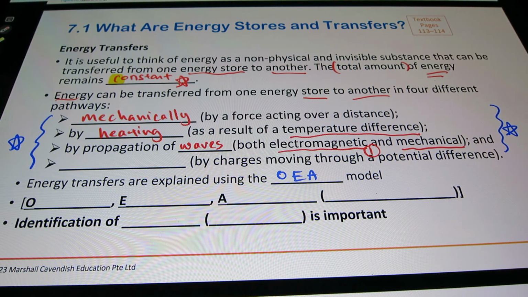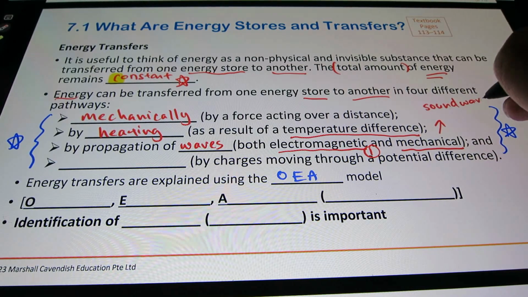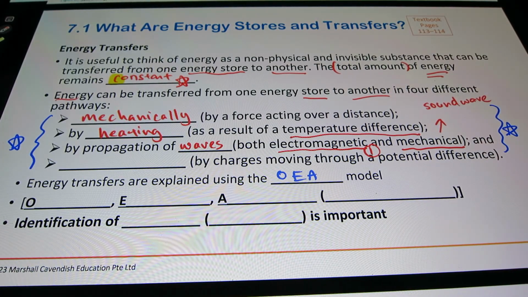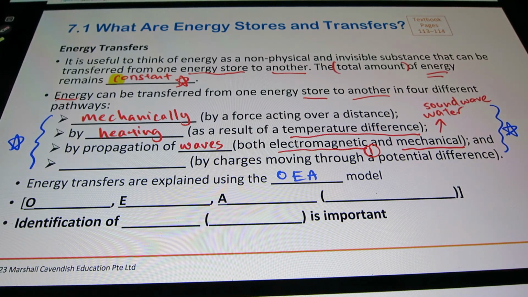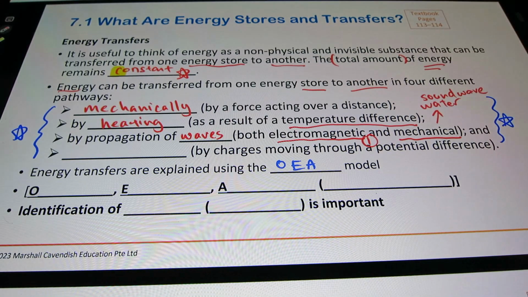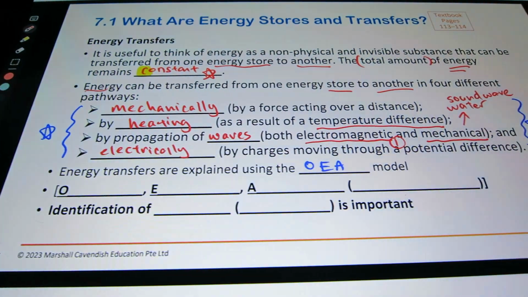Now, mechanical waves, the only one I think you should probably know is sound wave. Of course, there are other types of mechanical wave, which just basically has to do with vibrations, right? So, vibration through air, you know this as sound wave. You know vibration through water. So, water wave is also another type of mechanical wave, and also earthquake is a form of mechanical wave, via the transfer of vibration energy. Alright, and the last way, which you will only cover roughly in the Sec 4 year, is via electrical means. So electrically, by charges moving through a potential difference.